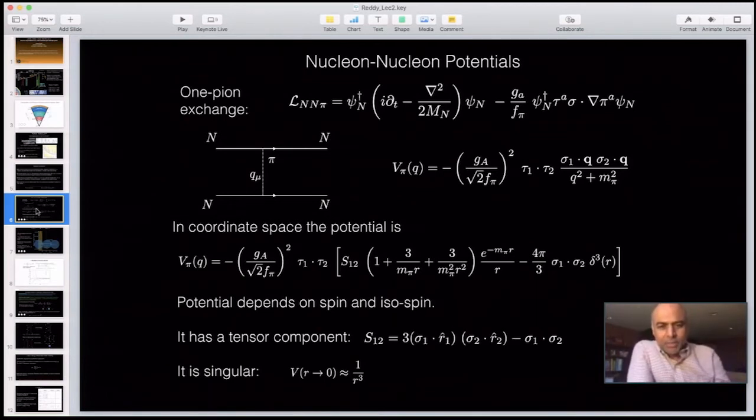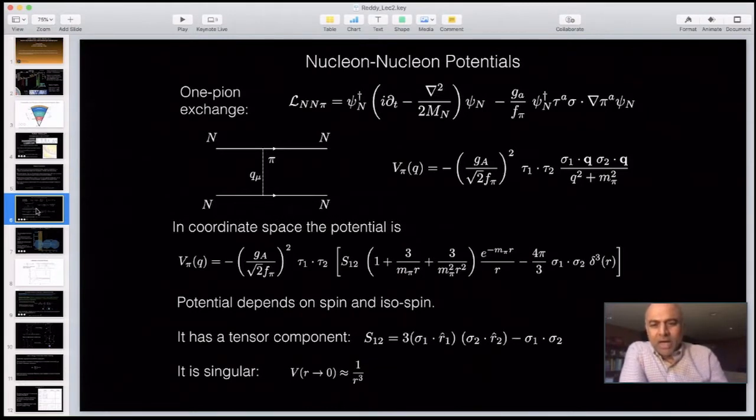So what you see is that in coordinate space, there is a term that is proportional to S12. S12 has the properties of a tensor, and it's written in the line below, where it couples spin and the coordinates. So it not only depends on the spin, but it also depends on the orientation of the spin with respect to the coordinates R1 and R2.